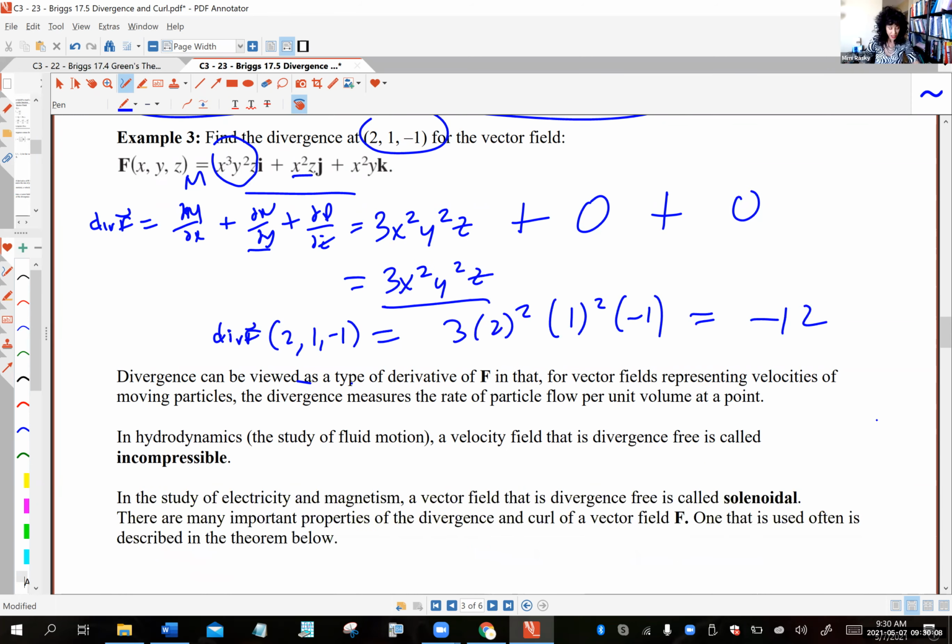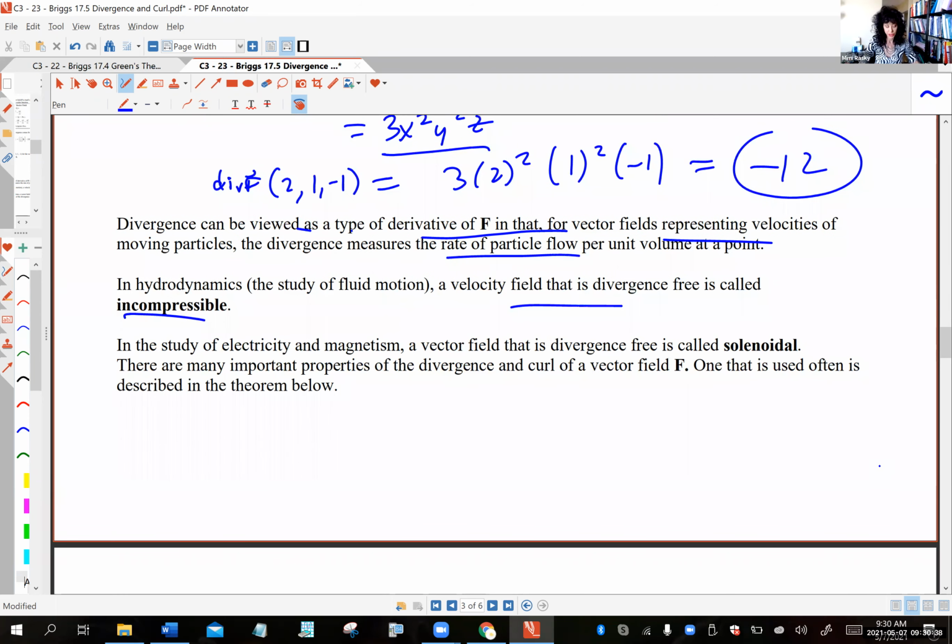So what is divergence? You can think of it as a sort of weird derivative where if vector fields were representing velocities of moving particles like wind or water, it gives you the rate of particle fluid flow per unit time at a point. So it's like how much particles are moving at that point at any given time. And here they'd be moving in the backwards direction. So if you've got a divergence-free velocity field, then it's incompressible. If you have a vector field that's divergence-free in the world of electricity and magnetism, it's called solenoidal. And this is actually a big physics thing, so know this.